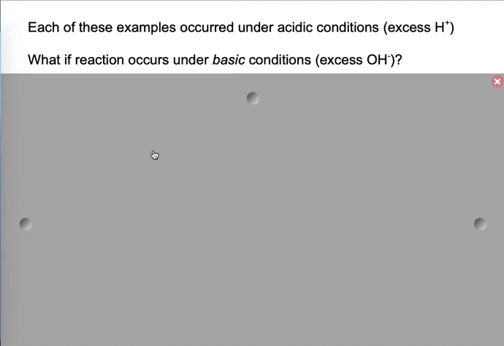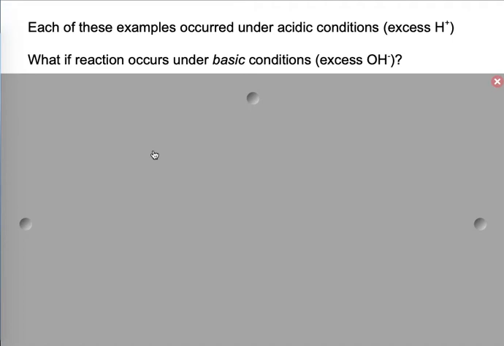Okay? Well, what if the reaction occurs under basic conditions, which means there's excess hydroxide? Well, you may ask yourself, what difference does it make? Well, there are 2 answers to that question. Number 1, depending upon whether the conditions are acidic or basic can alter the outcome of the reaction. Sometimes completely different reactions occur whether you're under acidic or basic conditions. So that's the important point.